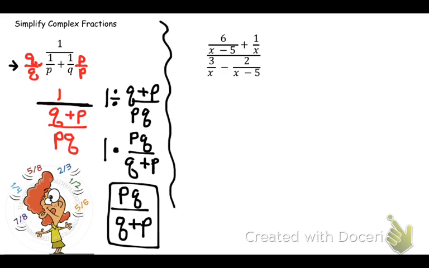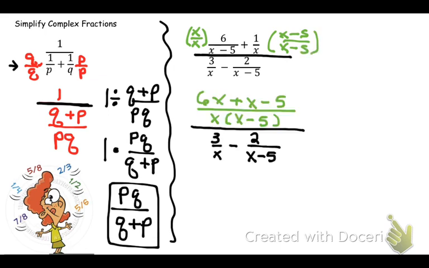Our final example. So I'm going to look at the numerator first, and we need to find the least common multiple for x and x minus 5. So I'm going to multiply the left-hand side by x over x, and the right by x minus 5 over x minus 5. Okay, so my big numerator turned out to be this.